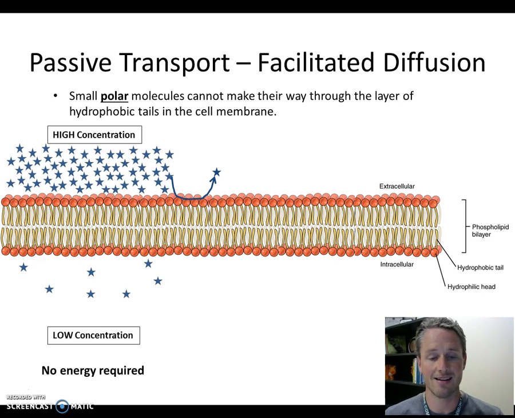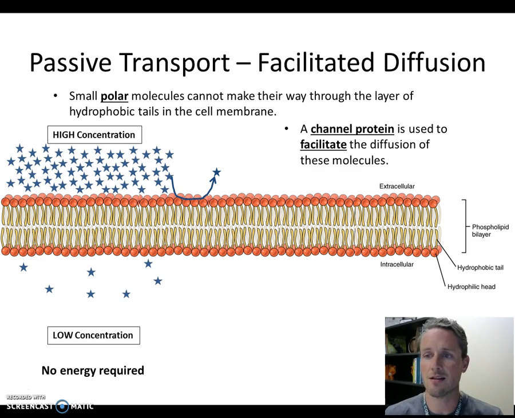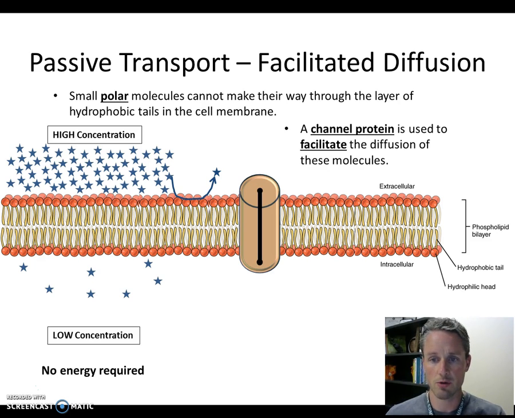So another way to say helping is to facilitate. Right, so we're going to facilitate the diffusion of these molecules using a protein. And in this case, we're going to use a channel protein. So we're going to put a channel protein into the membrane. So it's this cylinder-shaped protein. It sits right in the membrane and it spans the lipid bilayer.